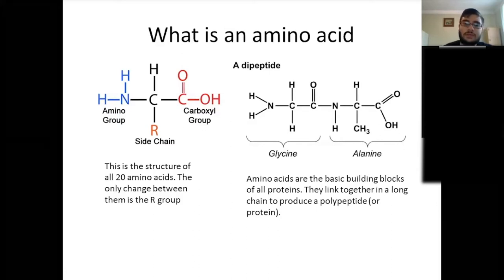So what is an amino acid? Well, all of the amino acids have this exact same basic structure as this picture on the left. It has an alpha carbon in the middle, which is the black carbon. It has an amino group on one end, which is this NH2. It has a carboxyl group on the other end, which is this C double bond OH. It has a hydrogen bound to it, and the fourth bond is an R group side chain. So the only change between the 20 amino acids is the R group. This is the only thing between them that is different. And if you can see on the right, there's a dipeptide, so it's glycine and alanine, which are two different amino acids.